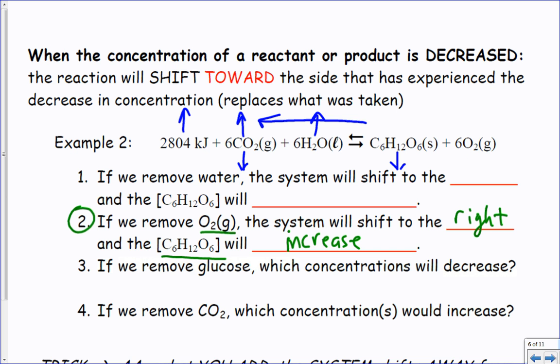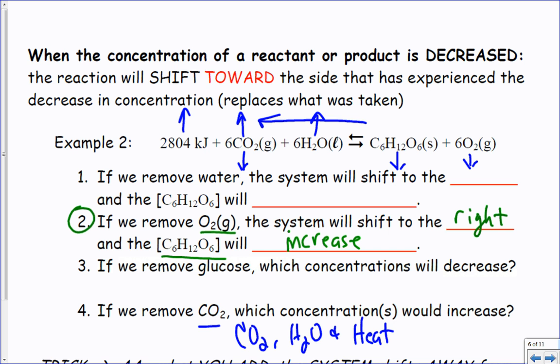Everything on the right goes down. If I remove CO2, which concentrations will increase? Well, that's everything on the left-hand side of the arrows. So that is CO2, H2O, and I'm going to put in the heat.